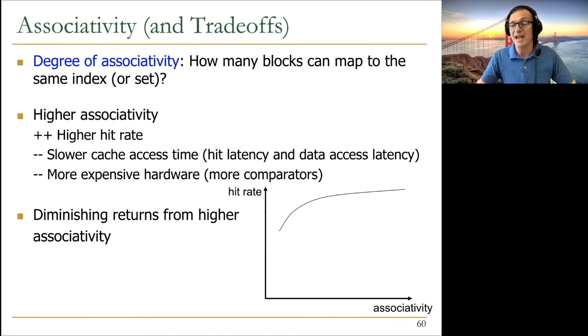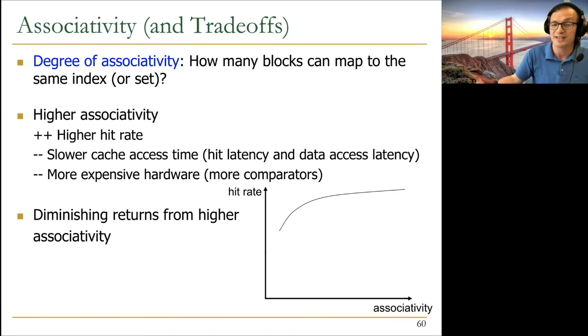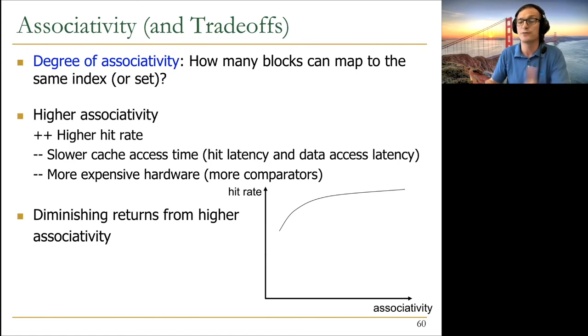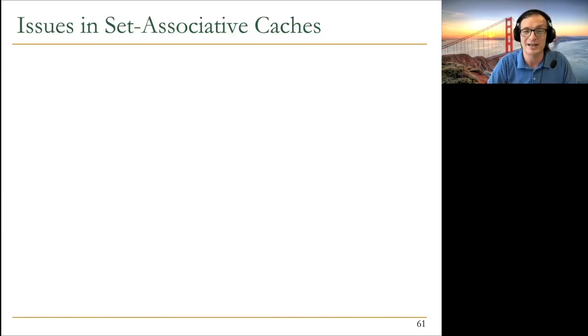So a workload may actually really benefit from 8-way associative, but it may not benefit from 1, 2, 4-way, or anywhere between 1 and 8-way associative. Because you may actually have a conflicting pattern with 8 things involved. And once you're 8-way associative or higher, that's great. So it really depends on the workload access pattern.